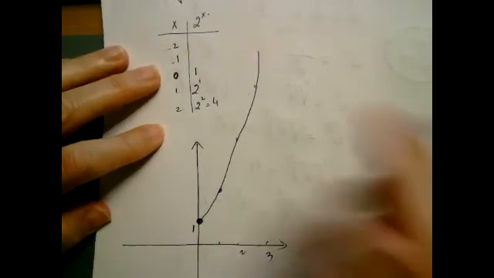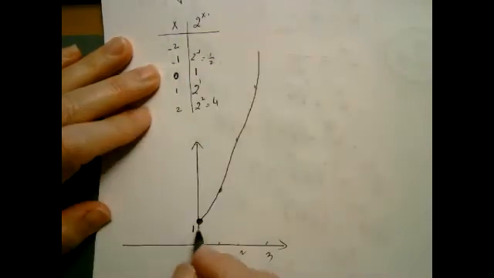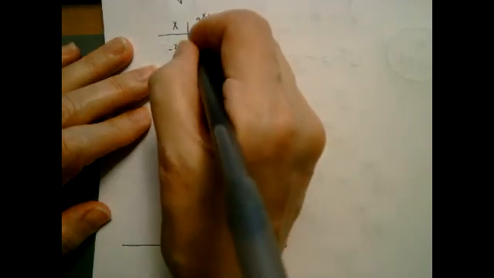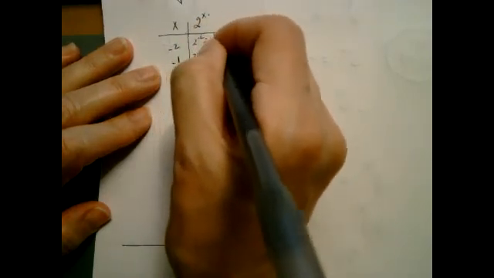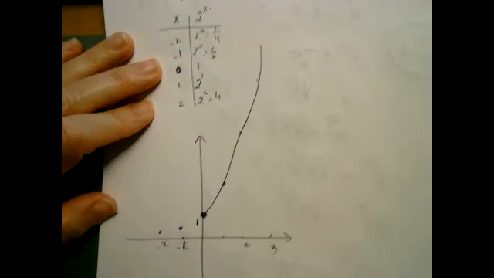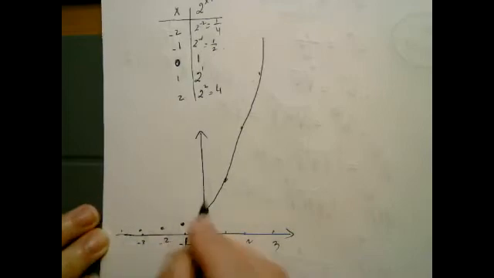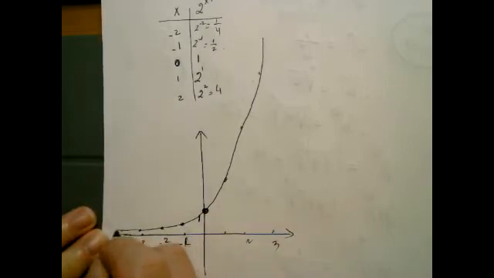Now, negative. 2 to the minus 1 means a half. So right here at minus 1, it's a half. At minus 2, it's 2 to the minus 2, which is 1/4. At minus 3, it's 2 to the minus 3. At minus 4, 2 to the minus 4. So it's going to keep going like that. So that's really the graph.